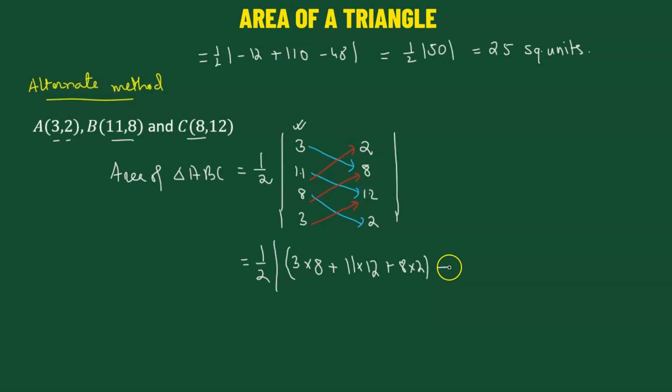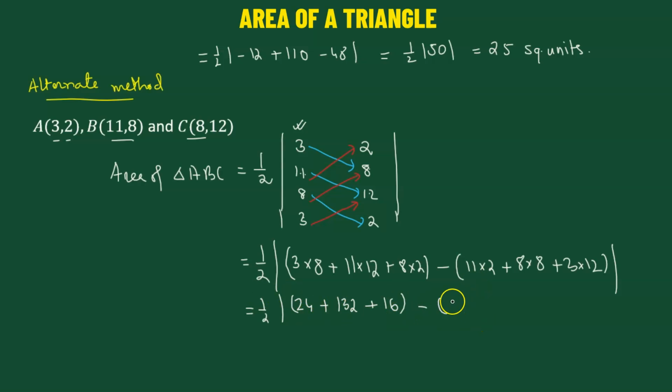And now we are going to subtract, using the same method. So now we multiply 11 with 2, added to 8 times 8, plus we have 3 times 12. So if you forget the formula, this is also going to give you the same result. So we have 24 plus 132 plus 16. We sum it up and from it subtract 11 times 2, that's 22, plus 8 times 8 is 64, plus 12 times 3, that's 36.